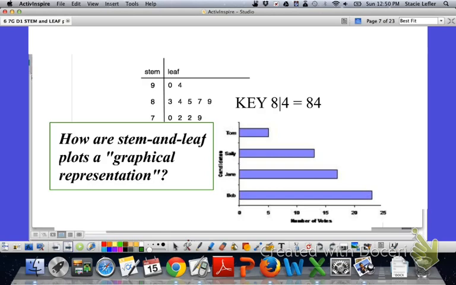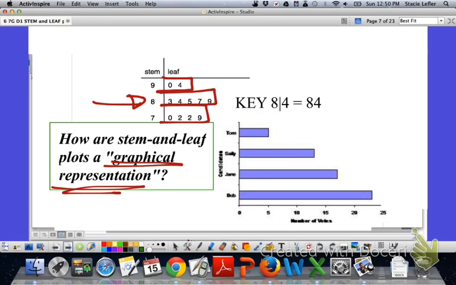One thing that's really nice about stem and leaf plots is that they're actually a graphical representation. Looking at this, it kind of reminds me of a bar graph. And you can see by the size where most of the data lies. Most of the data lies in the 80s on this stem and leaf plot.